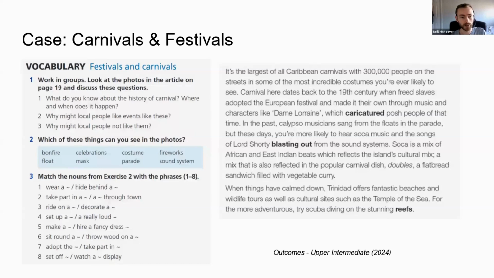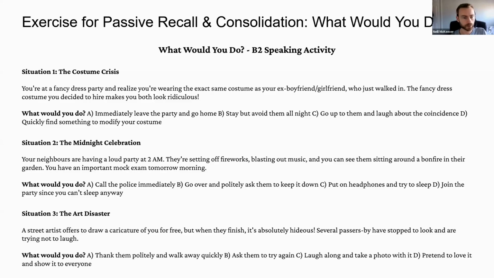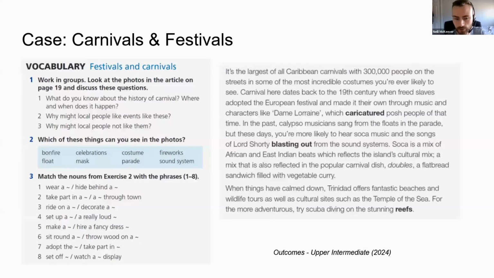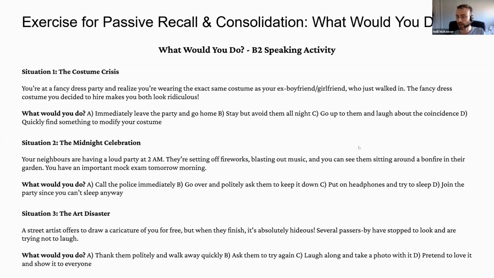Another thing, let me see. Okay, I'm already running out of time here. But another thing that you can do, just very quickly, if you can see here on the left, these are noun and verb collocations that we studied from the textbook. And on the right, we did a reading comprehension, and the key vocabulary is in bold. Then I brought this back passively with a speaking exercise.